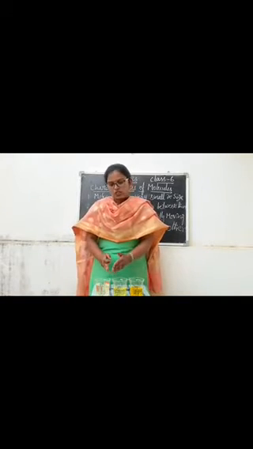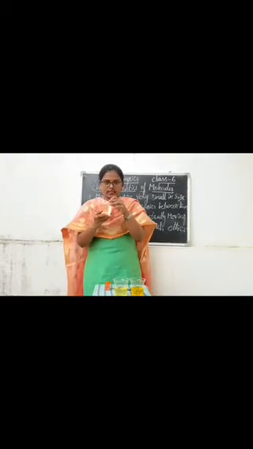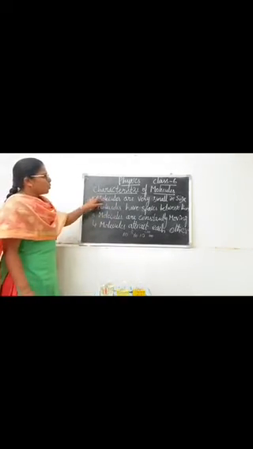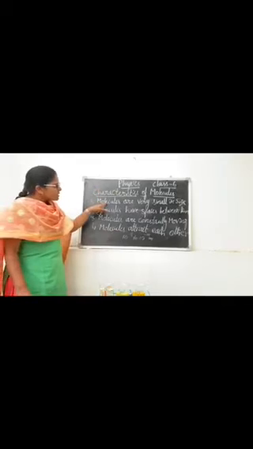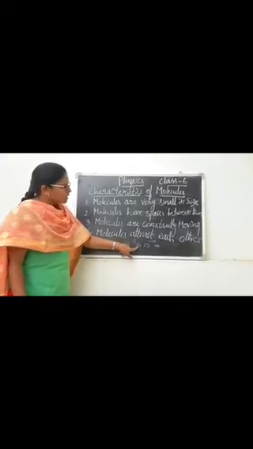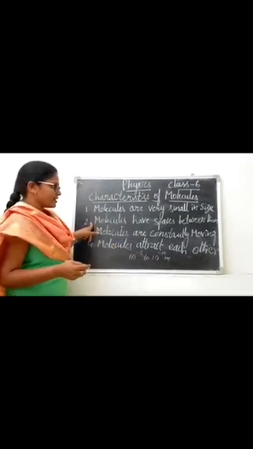You have observed that molecules are very, very small in size. Even when I am pouring water from one glass to the other glass, we are still getting colored water. So this proves that molecules are very small in size. Now, what is the size of the molecule? It is 10 to the power of minus 8 to 10 to the power of minus 10 meters.